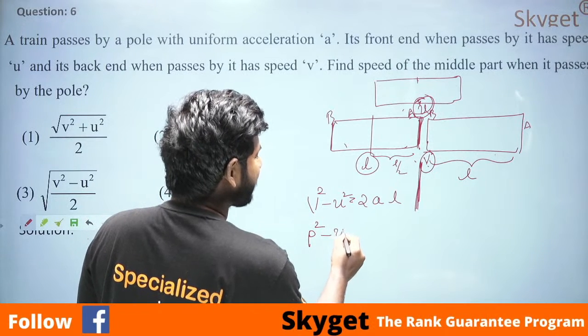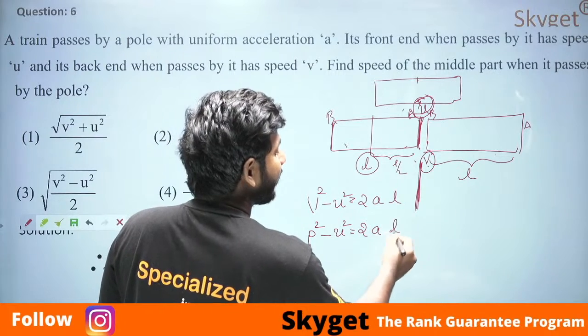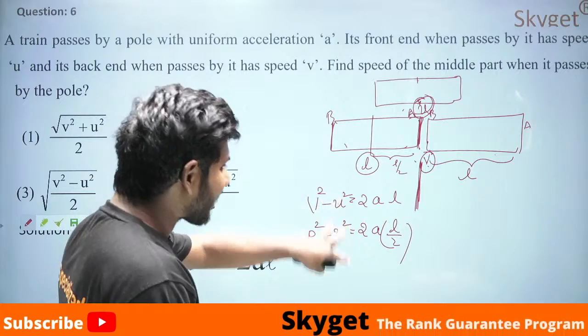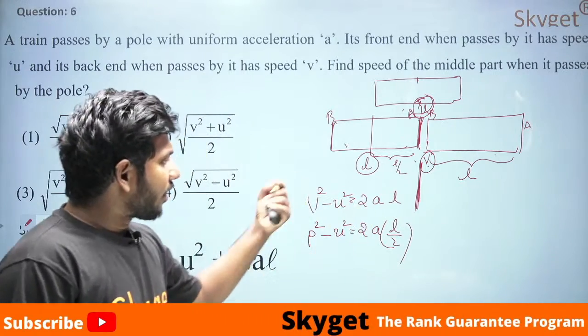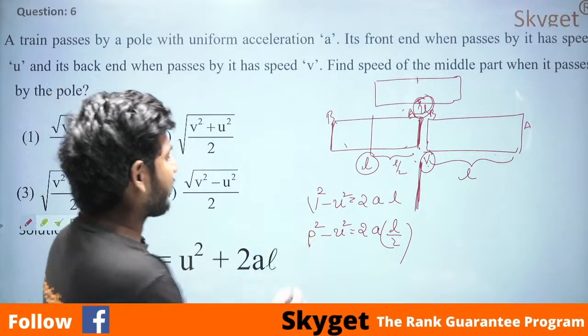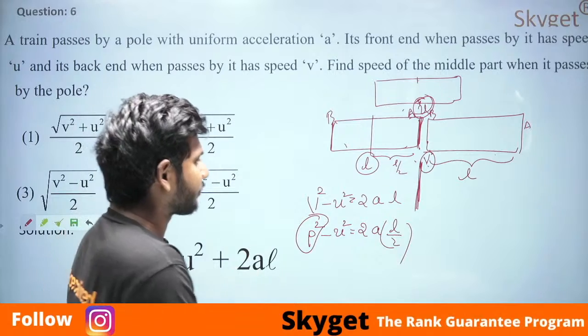P square minus U square is again equal to 2A into the displacement traveled by the train, or distance traveled by the train, which is L by 2. So these are the two equations. If you can eliminate L from here, then if you can find the relation for P, you will be able to get the answer, students.